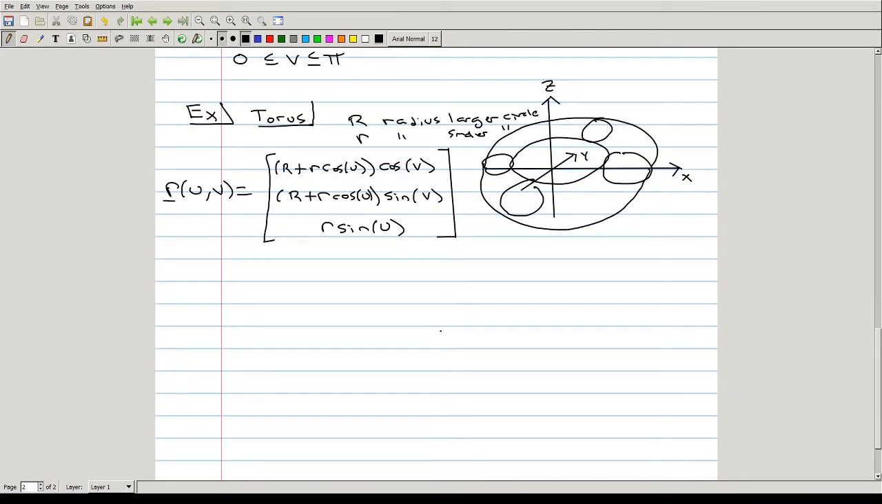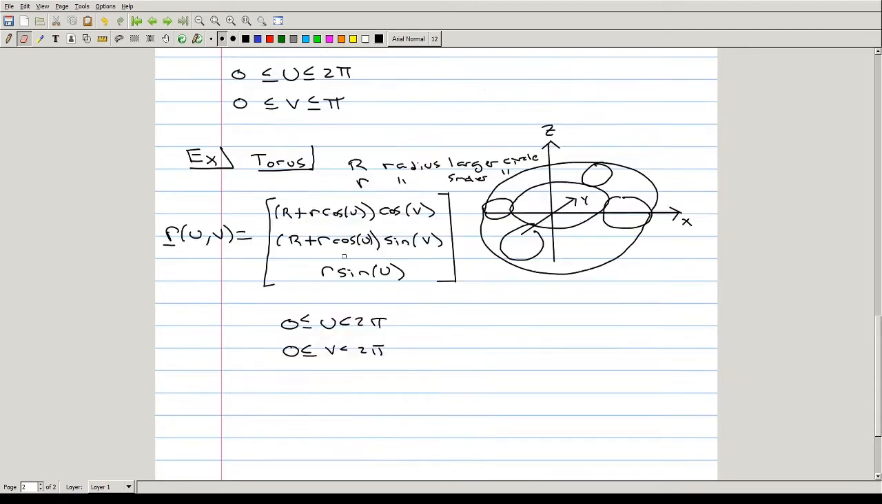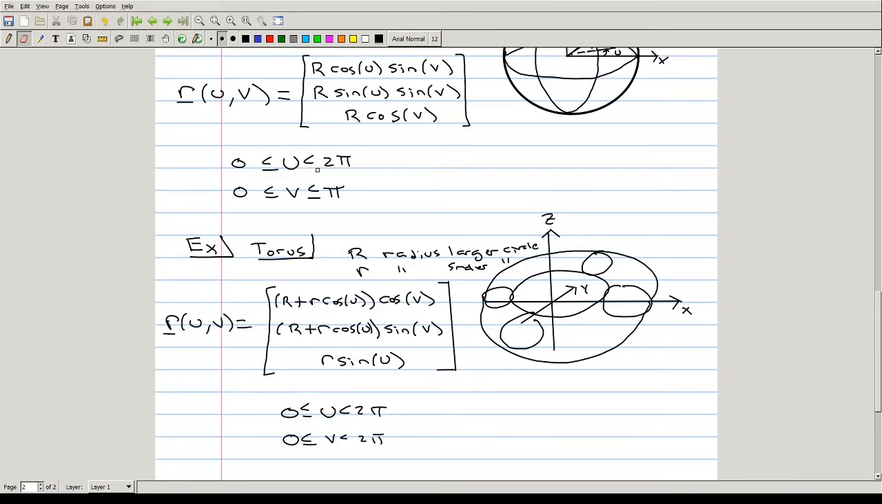It's also important to point out the range of parameters in our parameter space. u here is from 0 to 2 pi, and v here is from 0 to 2 pi, not including 2 pi. Same thing up here. I put less than or equal to, but this should be just less than. Otherwise, we get a double mapping.